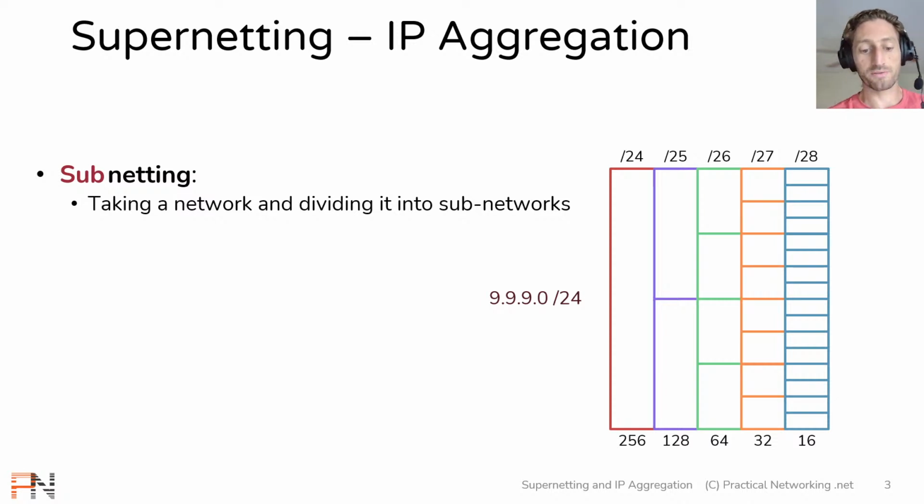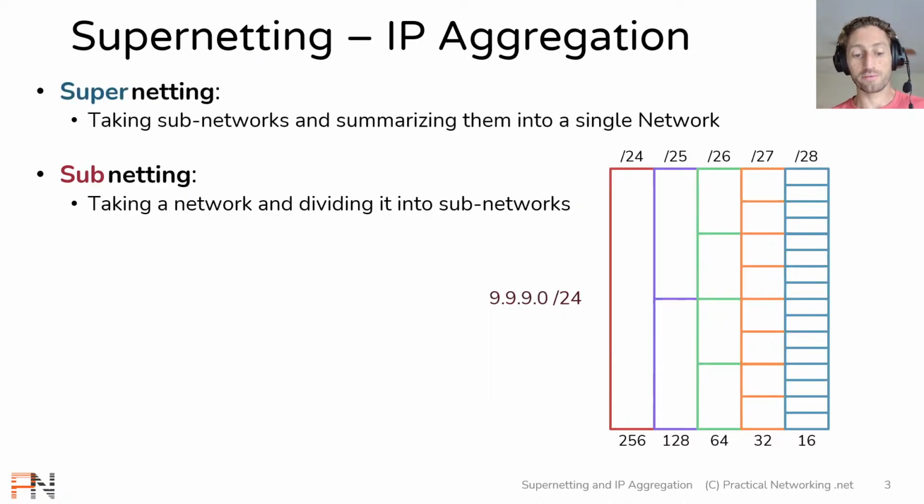The topic of this video is going to be supernetting. And supernetting is essentially the opposite of subnetting. In supernetting, you take those subnetworks and then you summarize them back into a single network. So subnetting was taking this /24 and breaking it up into smaller networks. Supernetting is the opposite. I would take maybe these 4 /28s and aggregate them into these 2 /27s, or aggregate them into this /26.